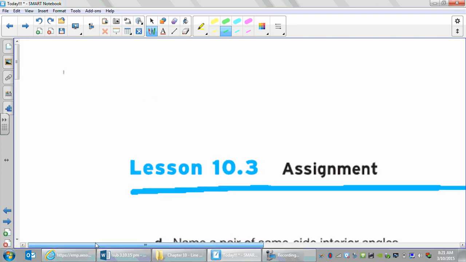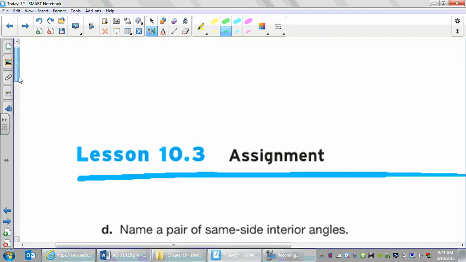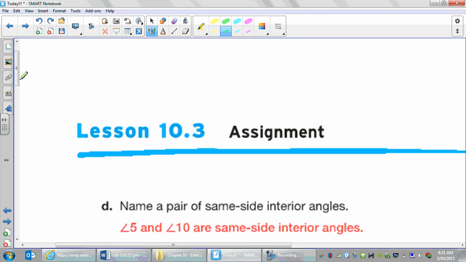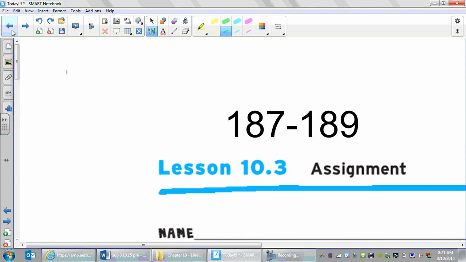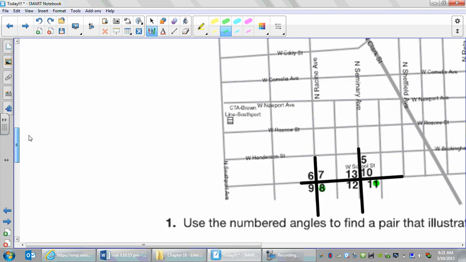Name a pair of same side interior angles. So 5 and 10. So let's go see what that looks like, and let's see if we can find another pair. 5 and 10. Same side interior. Well, they only gave us the 5. Maybe if this was like 15 or something, I could use that. So go ahead and put 5 and 10.